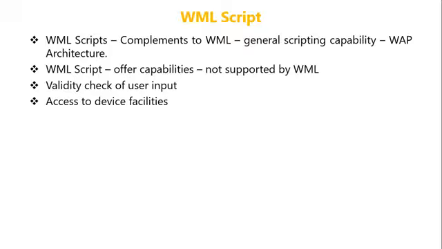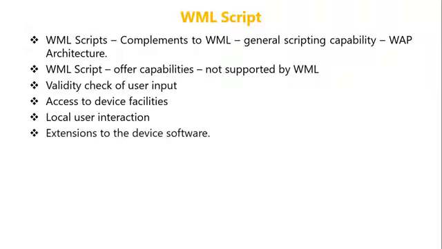Access to device facilities. WML script offers functions to access hardware components and software functions of the device. On a phone, a user could, for example, make a call, access the address book, or send a message via the message services of the phone. All these things can be done through WML using WML script. Basically, these features as such are not available in WML, but with the help of WML script, they can be integrated into WML.